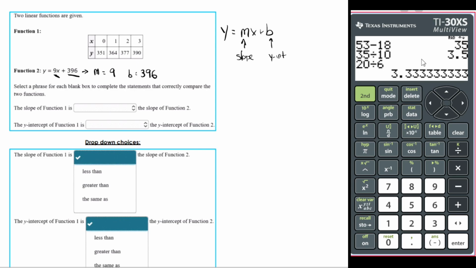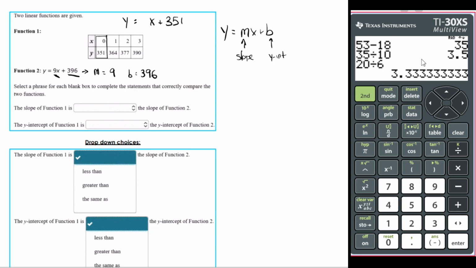All right? So now we have to go up to function 1. Function 1, remember your y-intercept is where x equals 0. They give that to us too. At x equals 0, our y is 351. So if we wanted to write this, this would be y equals something x plus 351.